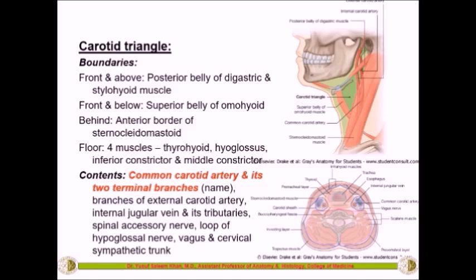That's why this triangle is said to be one of the most important. One is the carotid artery, the common carotid and its branches, external and internal. Then we have the internal jugular vein and the vagus nerve. Along with that, we can also trace the spinal accessory nerve, the loop of the hypoglossal nerve and the cervical sympathetic trunk. These are some of the important contents of this triangle. The most important will be the common carotid artery and its branches, internal jugular vein and the vagus nerve.